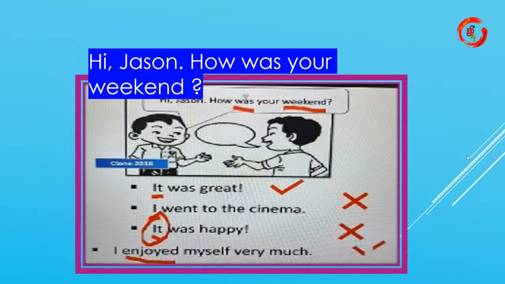Okay. Number 3, it was happy. You cannot use it there, isn't it? You can say I was happy. You cannot say it was happy. Number 4, I enjoyed myself very much. Okay, that is correct. And remember, the enjoyed there is a past tense. Okay, I enjoyed myself very much. That's a good answer.